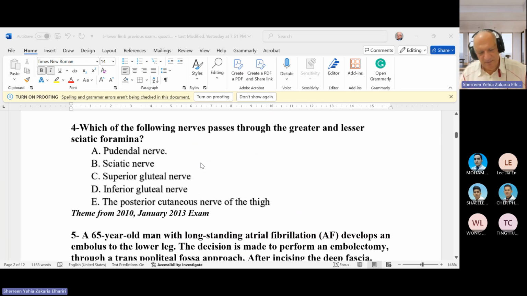Okay, next question. Which of the following nerves pass through the greater and lesser sciatic foramina? It may be difficult, but it is beyond the nerve. So again, we also need to have a picture. I don't have a picture, but it's important to have a picture.